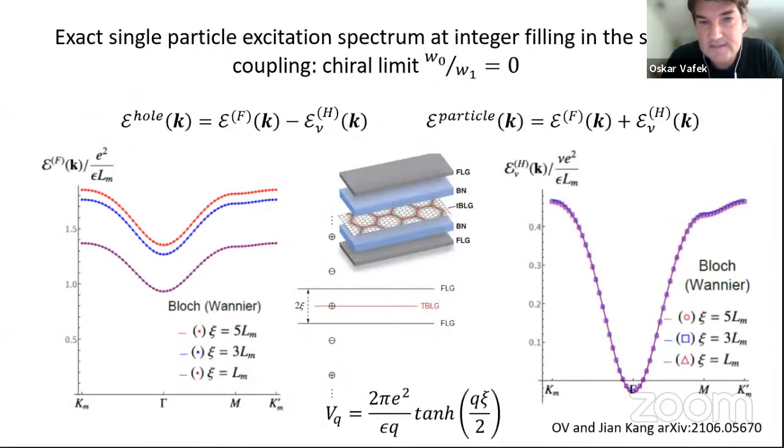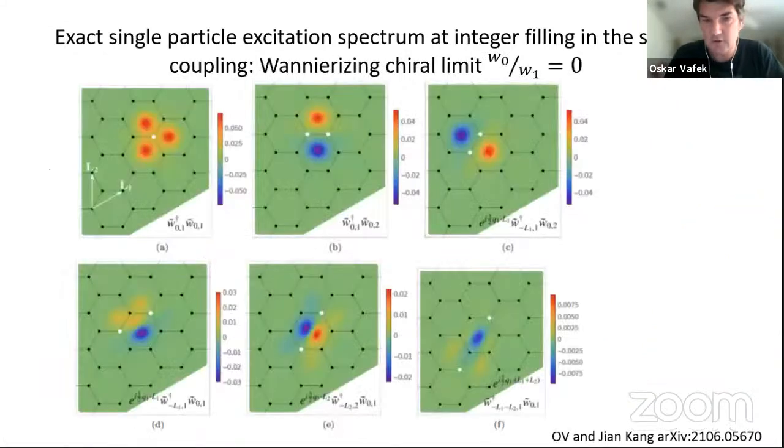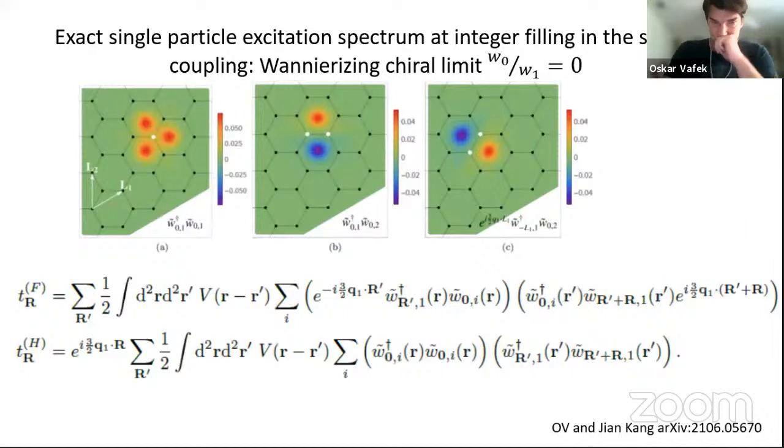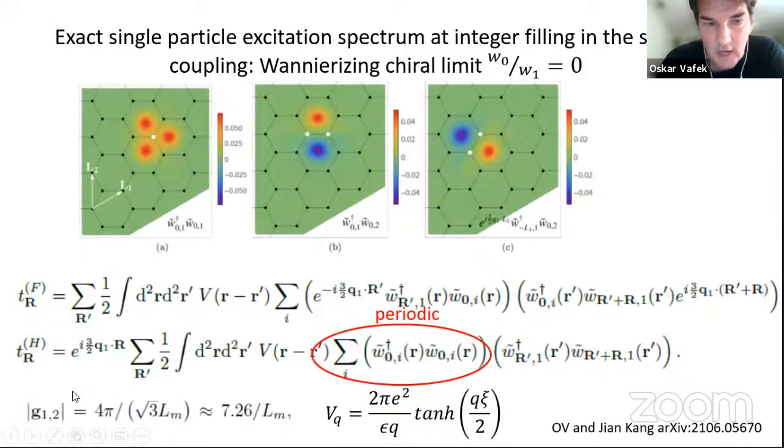So what this tells you is that the reason why we found this Hartree contribution to be independent of the gate distance is, it's actually very simple. It's because we are only picking up the large wave vector, relatively large wave vector part of this Coulomb interaction due to the periodicity of this charge distribution. Okay, that's the reason why it's basically Xi independent once Xi is larger than 1 Moiré period.